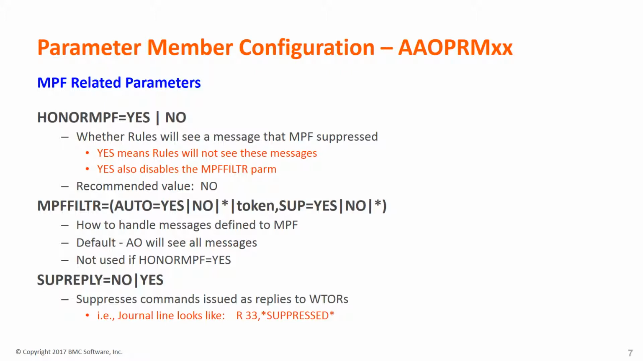If you don't want that message to come out in the console, you can, of course, build an Auto Operator rule to suppress those messages. And the last parameter on this slide is the suppress reply parameter, which suppresses any of the text that you pass to a reply in a WTOR.